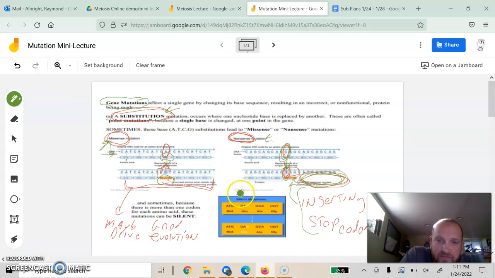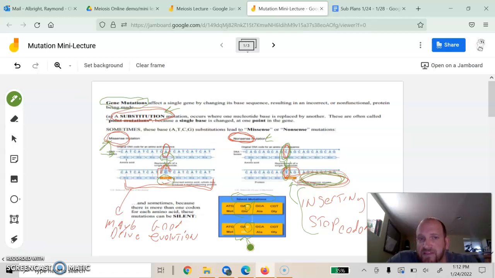Now, finally, down here, we have another type referred to as a silent mutation. So you see right here, you have this GAA gives us the amino acid glutamic acid. Well, this A is mutated to a G, and now instead of GAA, I have GAG. But look, it still gives me glutamic acid. And so that's a silent mutation because even though there is a change to the nucleotides, there's no change to the amino acid. And so the protein remains unchanged.